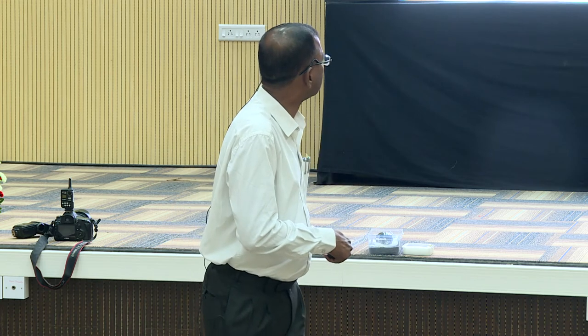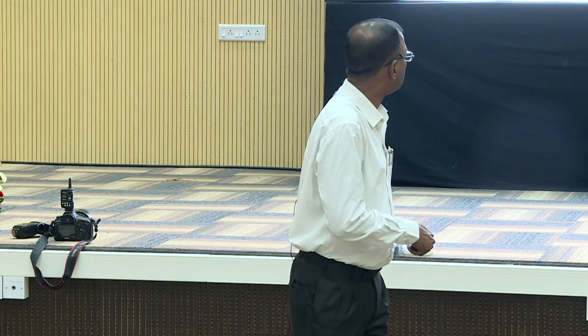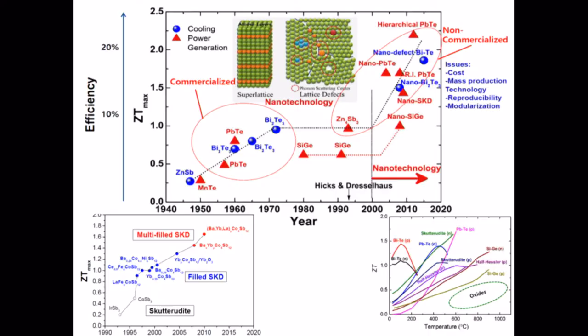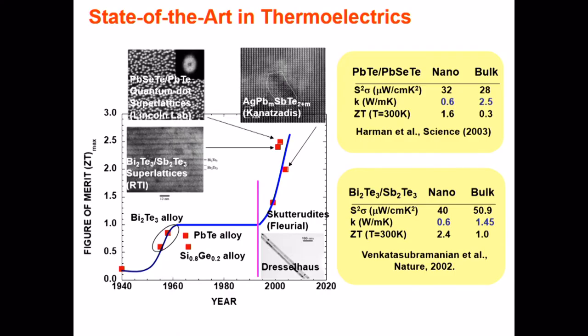There are so many materials, right? On the application side, it finds most of its applications in defense, remote area applications, as well as in space. These are some of the materials based on tellurides, sulfides, selenides, and also recently oxides, which find application. This is the state of the art now. Commercially, only telluride-based devices, lead telluride or bismuth selenide telluride, bismuth telluride based devices, are used for thermoelectrics.